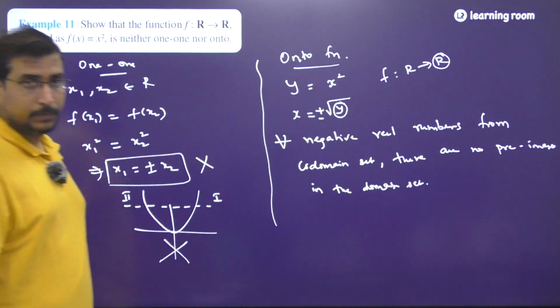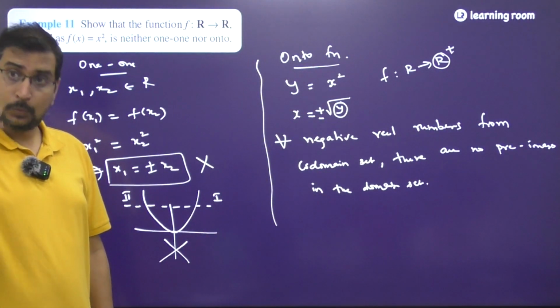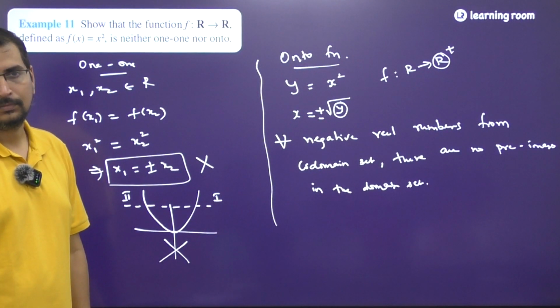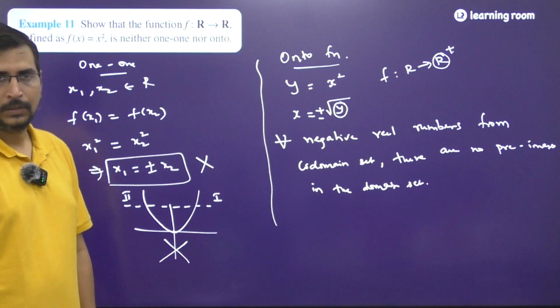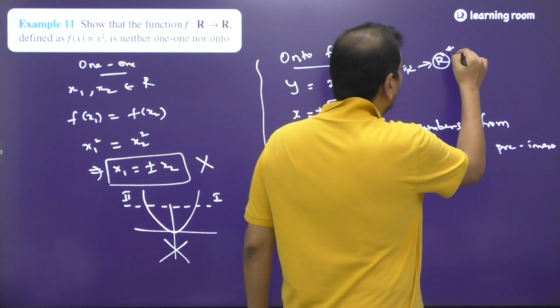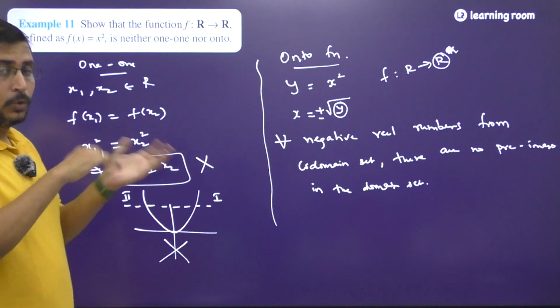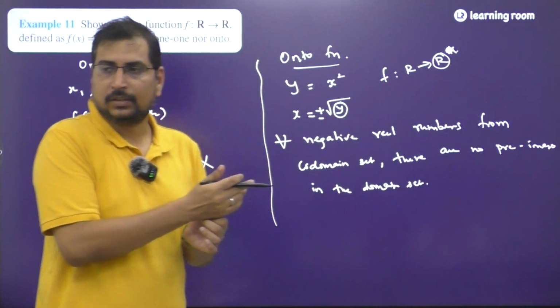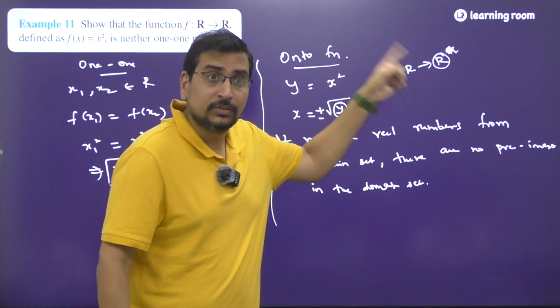Had the question been R2 to R plus, then it would have been an onto function. Am I clear with that? So a small change will make the same function onto or not, depending on how you define the domain and the codomain. That is why, as I told you, most people miss this. I want you all to concentrate on this part.